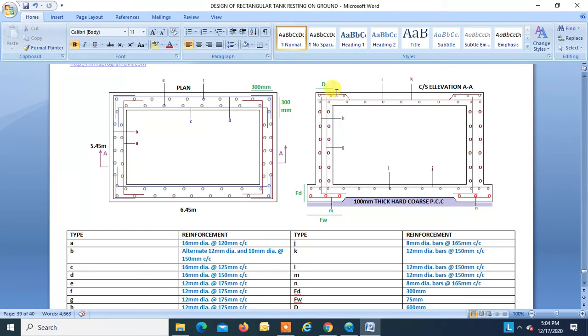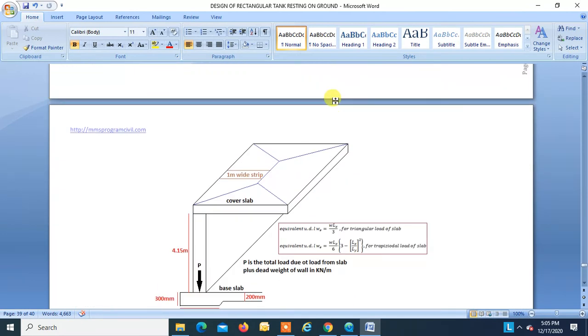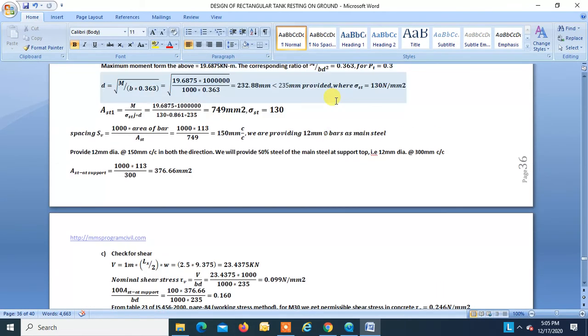So the area of steel has to be found with spacing of 12 mm dia about 300 mm. First we will find the AST provided at the support. AST provided at support is 1 meter into area of bar divided by spacing 300. This is equal to 376.66 mm square. Now we will use this steel for finding tau c, that is the permissible shear stress in concrete at the section near the support.